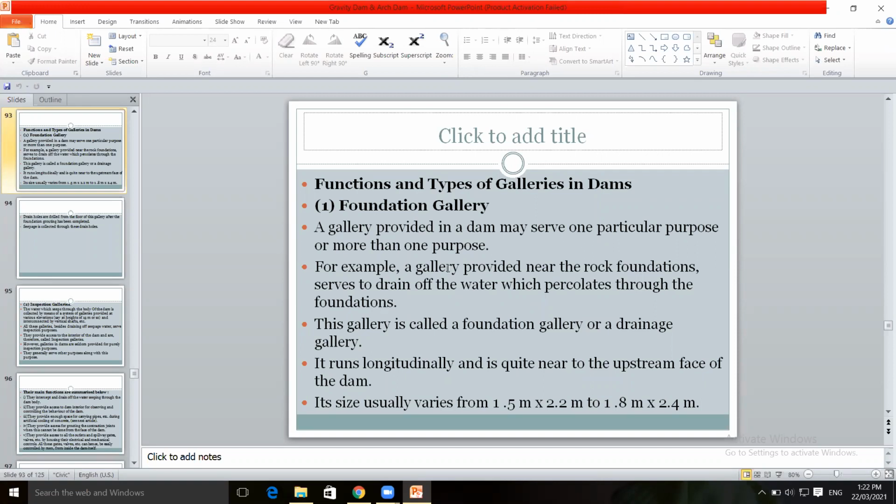If percolation occurs, what will happen? Seepage, the dam may fail, or sliding failure may occur, or tension failure may occur, or the dam may tilt. So a gallery provided near the rock foundation drains off the water. This is one of the functions. This gallery is called the foundation gallery or drainage gallery. Another name of this foundation gallery is drainage gallery because it drains off the water which percolates through the foundation.